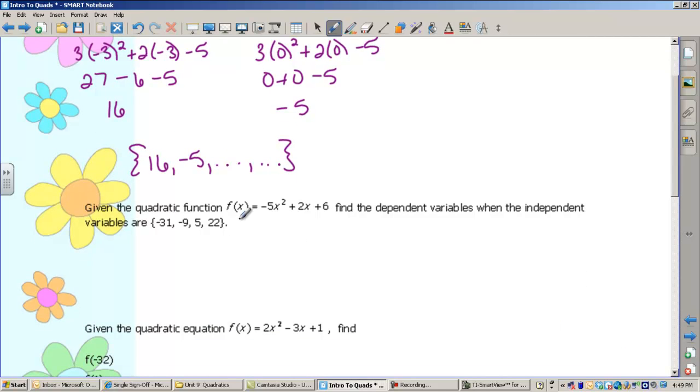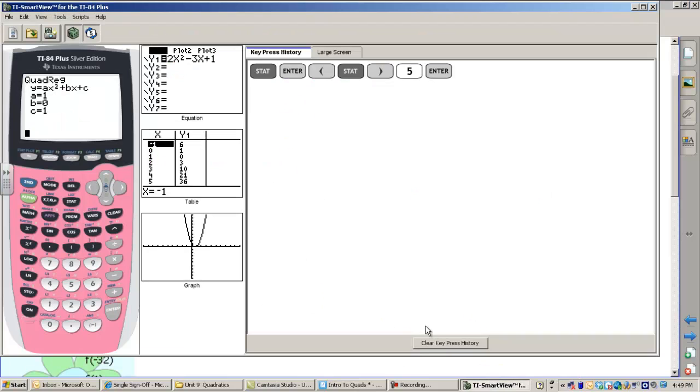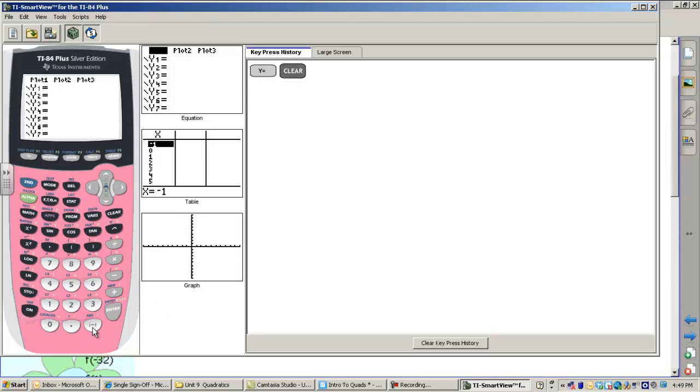This right here, given the quadratic function f of x equals negative 5x squared plus 2x plus 6, find the dependent or y variables when the independent or x variables are these numbers. And they gave you some pretty big numbers. Now we can plug these in or we can use our calculator. So we're going to use our calculator. So we're going to go back over here and we're going to go to y equals, and we're going to type in that equation that they just gave us, which was negative 5x squared plus 2x plus 6.